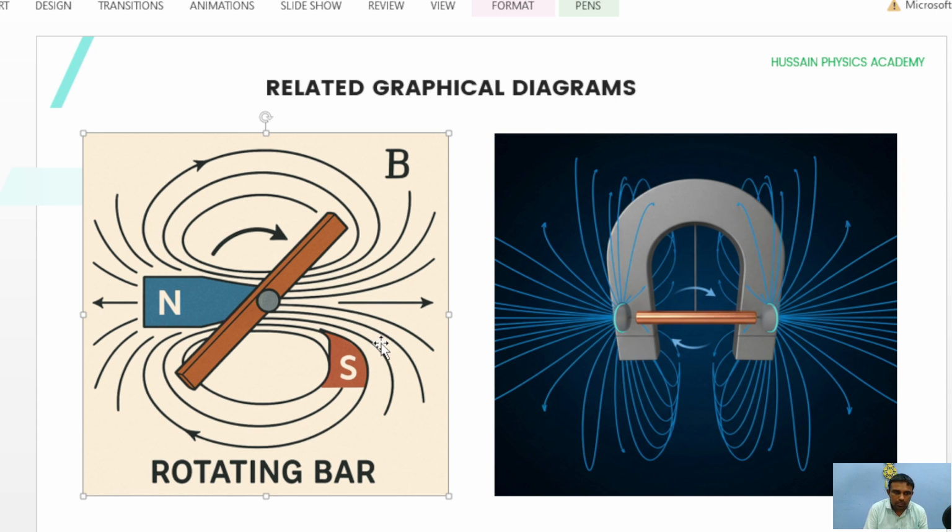So this is the overall explanation of the EMF induced in a rotating bar.